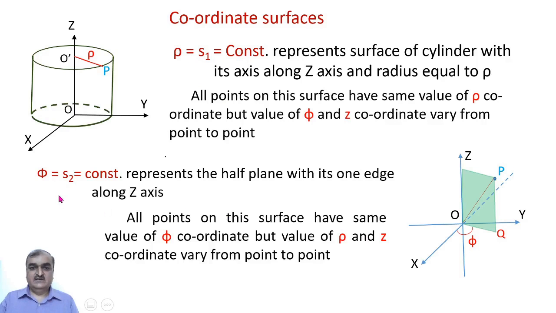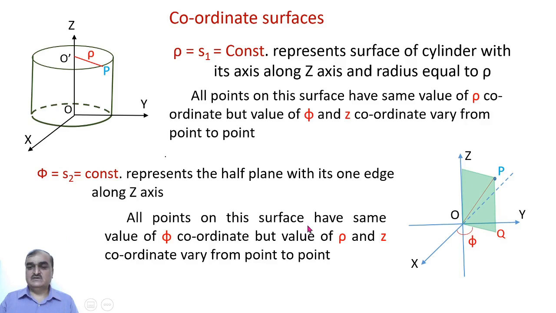Let us discuss the second surface, that is the phi constant surface. This phi constant surface represents a half plane with its one edge along the z axis. We have already discussed this in the spherical polar coordinate system, and it is the same in the cylindrical coordinate system. This green half plane with its one edge along the z axis represents the phi surface, because if we draw a foot perpendicular from any point on this surface, then it intersects on line OQ. Therefore, the angle phi remains the same for all points on this surface.